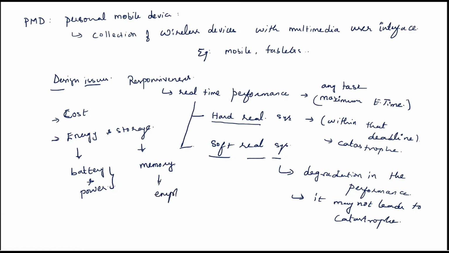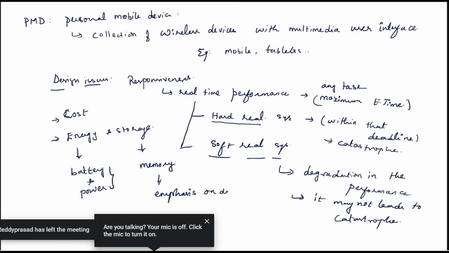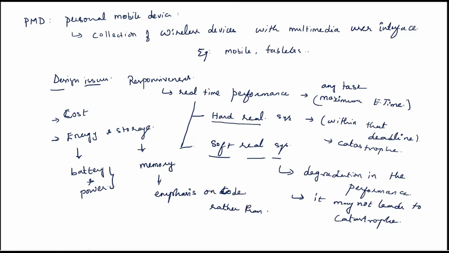Whenever you are going to design an application for the PMD, the emphasis will be much more on the code rather than the data, because we don't know the data size. So we have to be very much aware while writing code for personal mobile devices. It is not like our desktop or a server. While designing applications, you have to emphasize the code, which means the memory has to be optimized. And the next side is the battery and power.